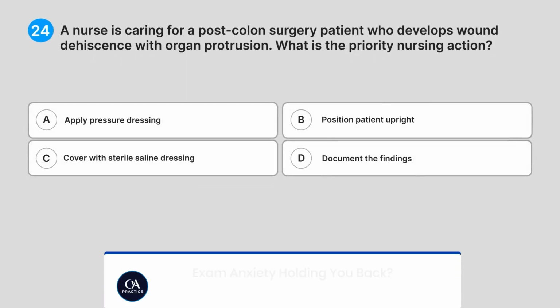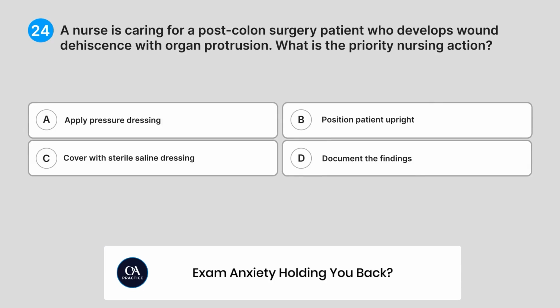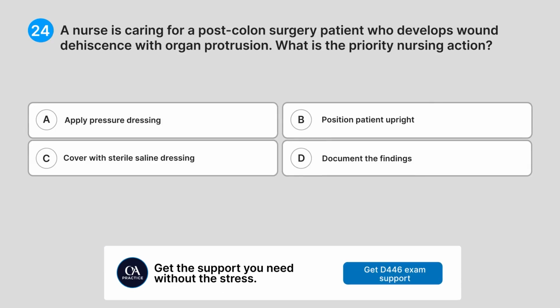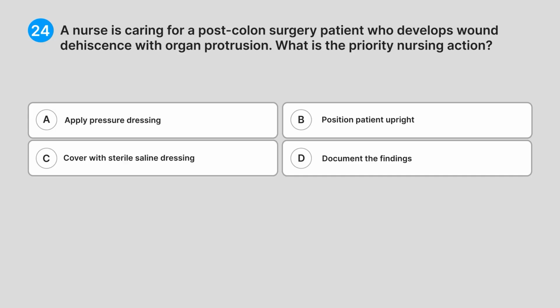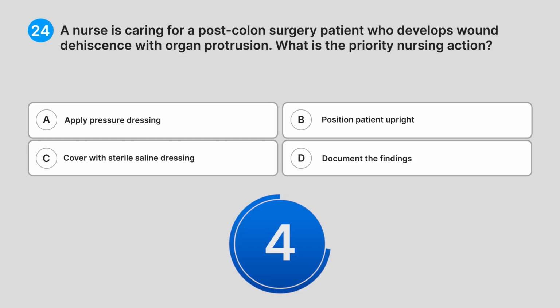24. A nurse is caring for a post-colon surgery patient who develops wound dehiscence with organ protrusion. What is the priority nursing action? A. Apply pressure dressing. B. Position patient upright. C. Cover with sterile saline dressing. D. Document the findings. Do you know the answer?